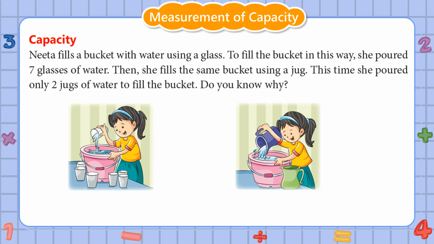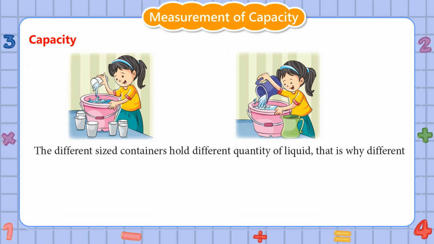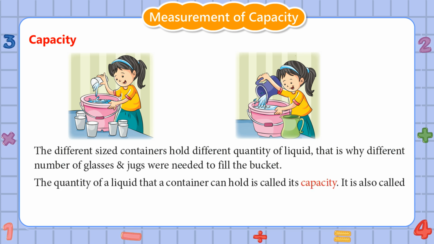Do you know why? The different sized containers hold different quantity of liquid. That is why different number of glasses and jugs were needed to fill the bucket. The quantity of a liquid that a container can hold is called its capacity. It is also called volume.